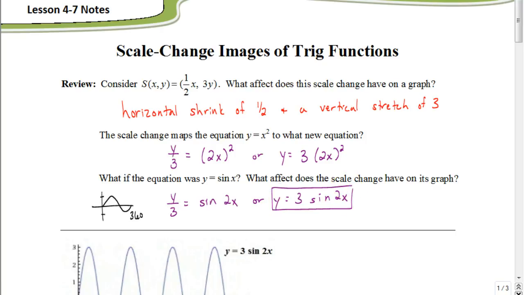And so remember, when you're writing out the equation, you always take the reciprocal or take the opposite of what's happening with the x. But then with the y, if you want to get the y by itself, you can just do the same thing as it was originally. So we can write it as 3 times the sine of 2x.